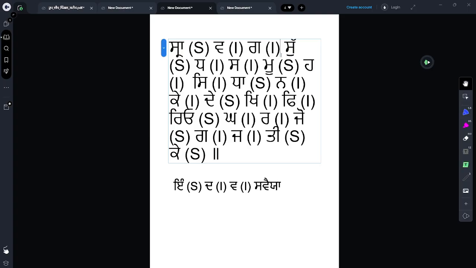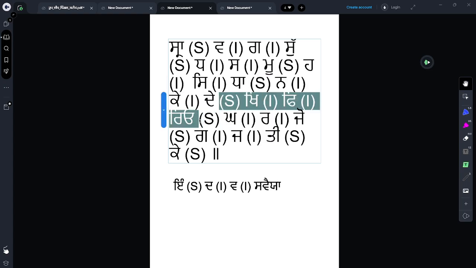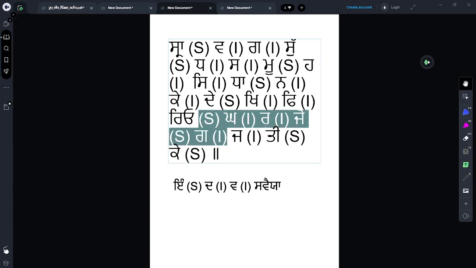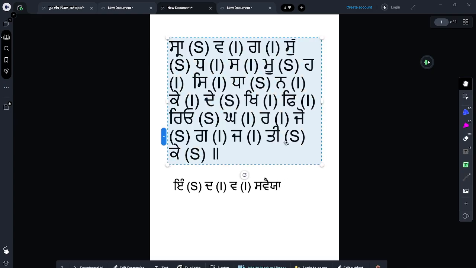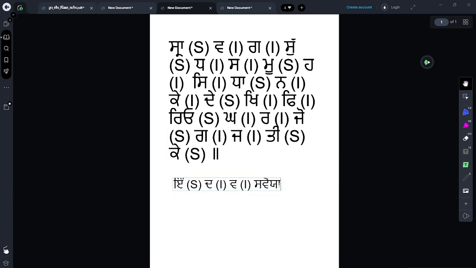1, 2, 3, 4, 5, 6, 7. We have 7 pagan, and it ends with 2 guru matras, 2 diragh matras. And so that's the formula of Indav Swiya: 7 pagan and 2 gurus.